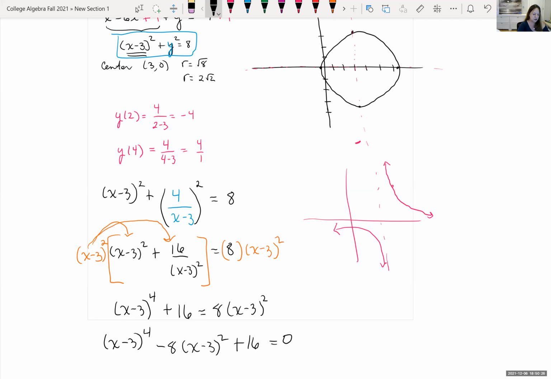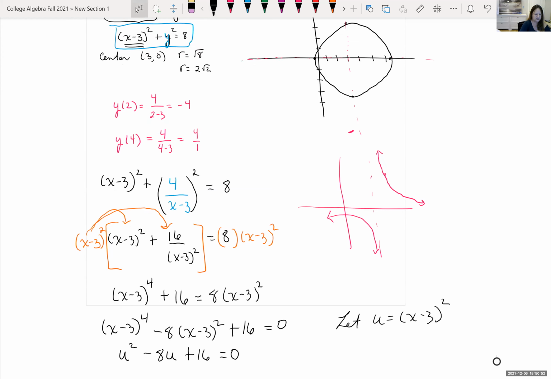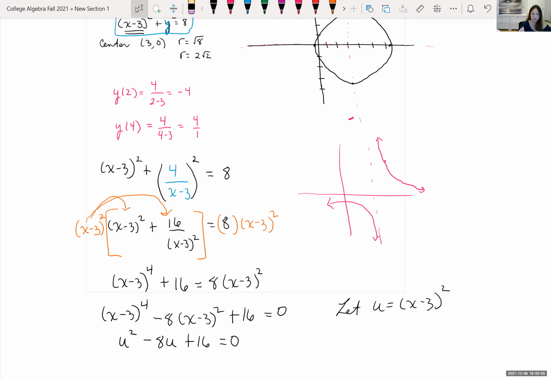So using substitution, I'm going to choose u to be (x minus 3) quantity squared. And if that's the case, remembering that power to power is multiplication, this is the same thing as u squared minus 8u plus 16 equals 0. So this is now factorable. There's two numbers that multiply to give us positive 16 and add to give us negative 8, which is negative 4 and negative 4.